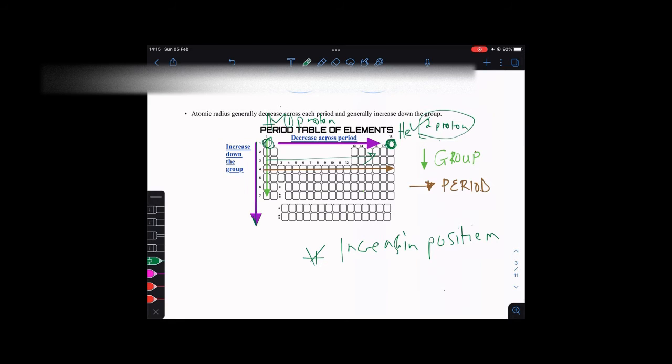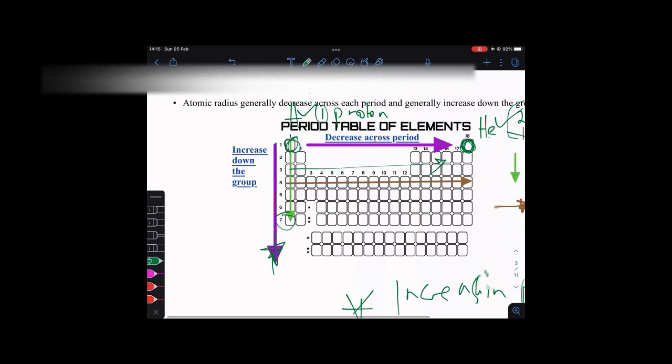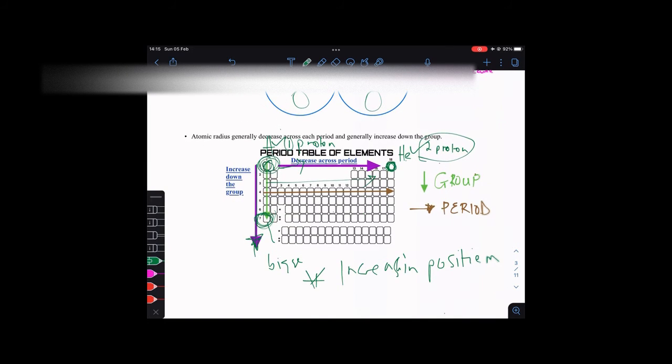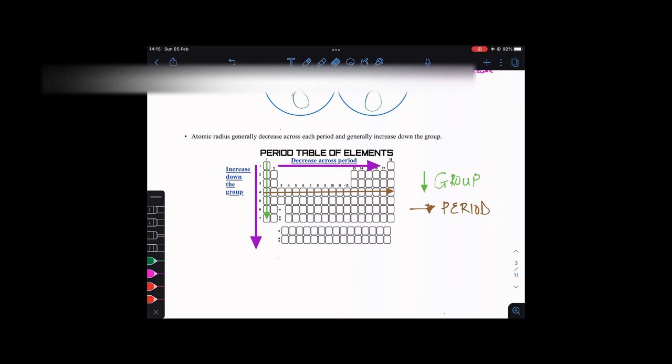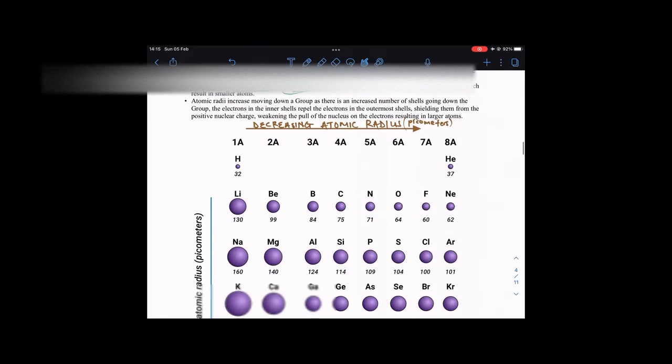And then it increases down the group. We will see that the radius of an atom here compared to the radius of the atom here, this one is bigger and this one is smaller, because we have increased the number of principal quantum shells, therefore making the atomic radius greater. So that's how we use the electron shell theory to explain why it decreases across the period and increases down the group.